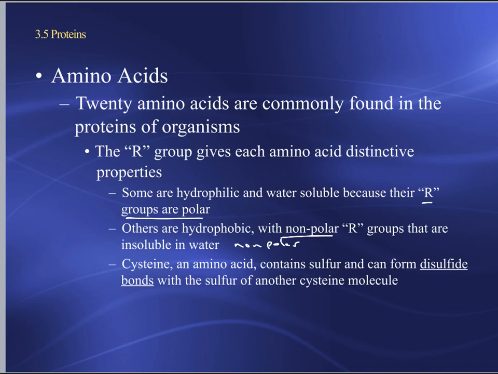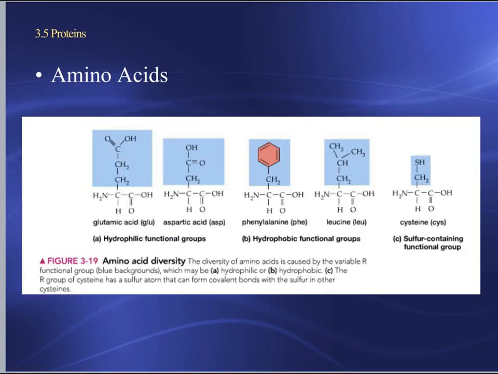And then we have something called cysteine, which we've actually talked about before, which contains sulfur and can form disulfide bonds with the sulfur of another cysteine molecule. This is going to lead to some secondary and tertiary structures, which we'll see here in just a few minutes. But cysteine is going to be pretty important for these amino acids because of these disulfide bonds.